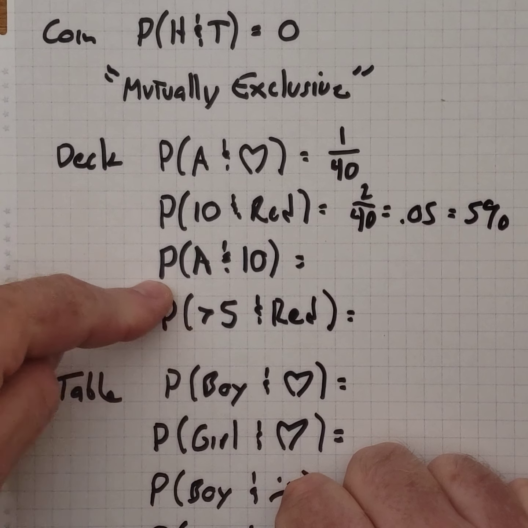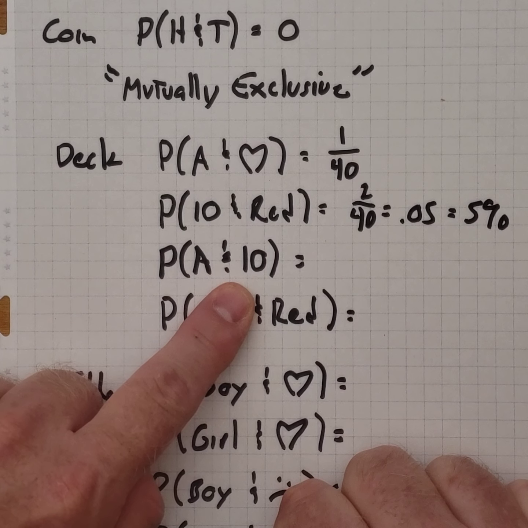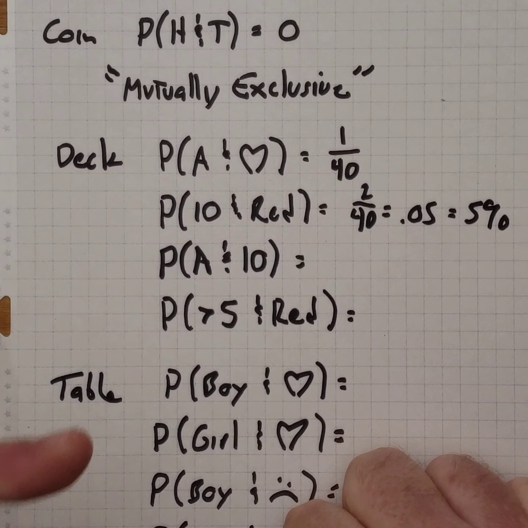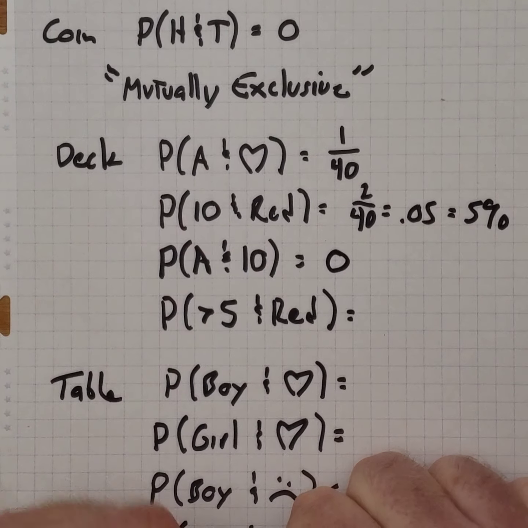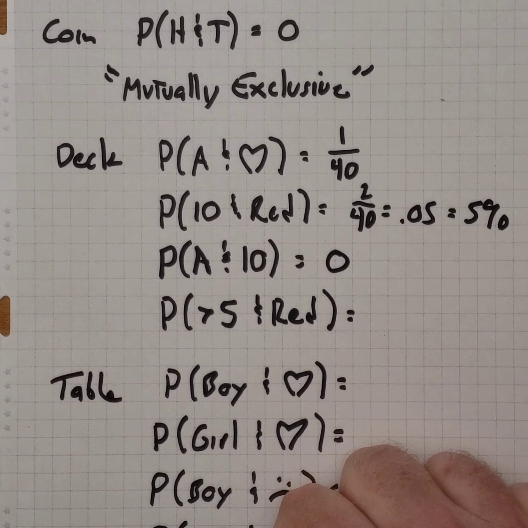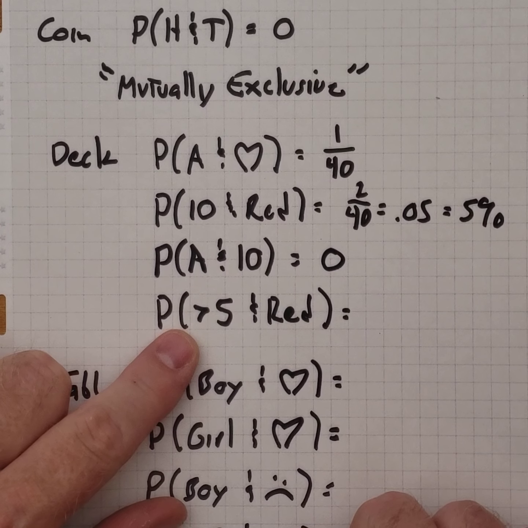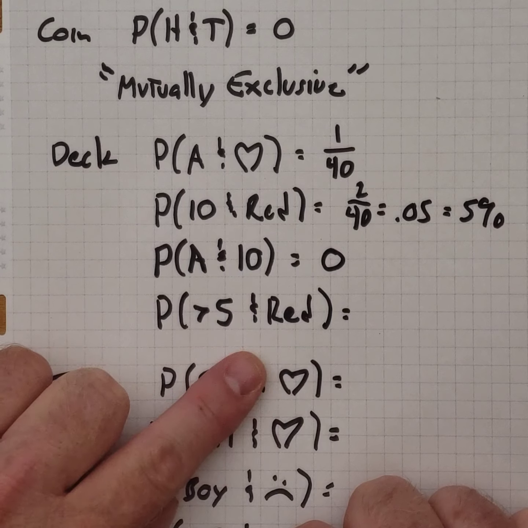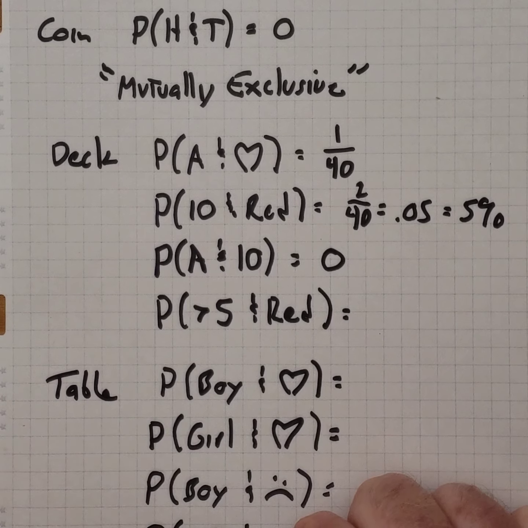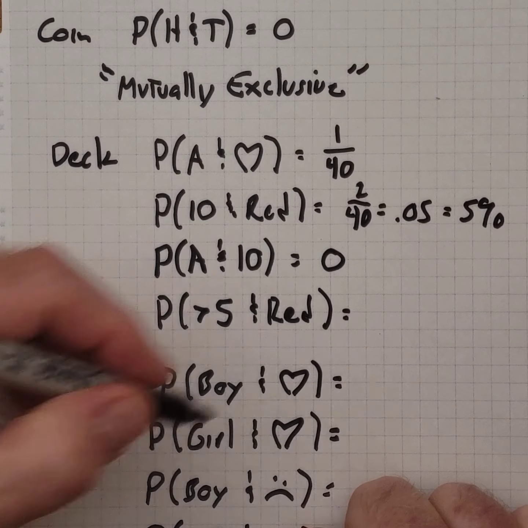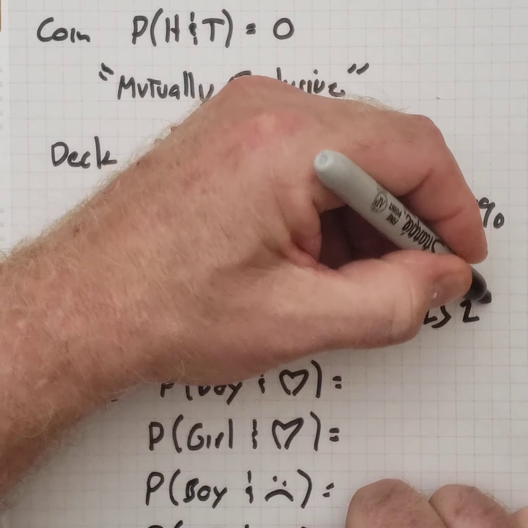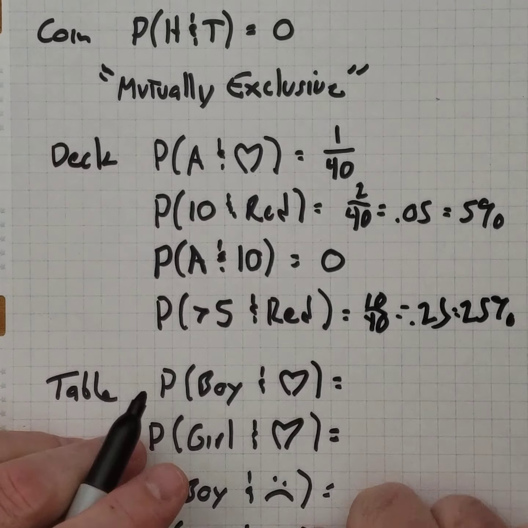What's the probability that a card drawn at random will be an ace and a 10? Well, that's not possible, right? There's no card that is an ace and a 10, so that's going to be 0 out of 40 or just plain 0. Remember, we call those two events mutually exclusive. We cannot have a card that fits both of them. And what's the probability we get a card that's greater than 5 and is red? Well, that's going to be 6, 7, 8, 9, and 10. That's 5 from both the diamonds and the hearts. So that's going to be 10 out of 40, which is going to be 0.25 or 25%. Expression is up to you.